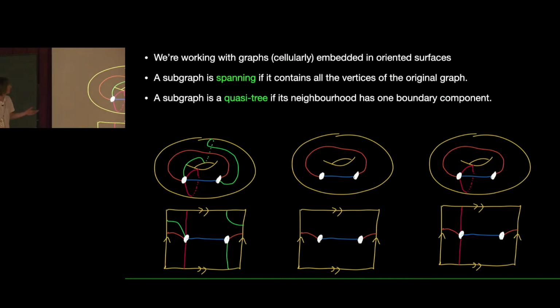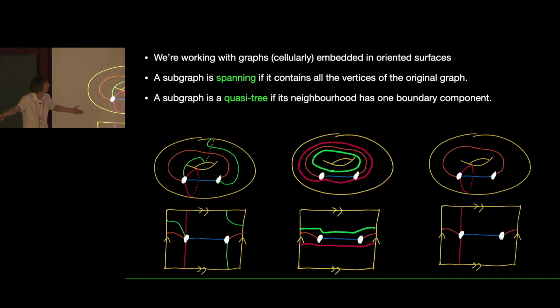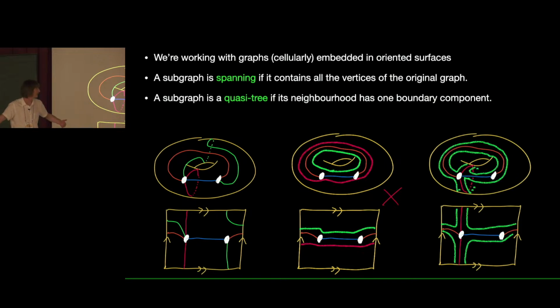So my spanning subgraph is either a quasi-tree or it's not. So it's either got exactly one boundary component or more than one boundary component. For example, if you look at the middle embedded graph, I see this has got two boundary components, so this is not a spanning quasi-tree. However, the other example, I can check this has exactly one boundary component, so this would be my spanning quasi-tree.